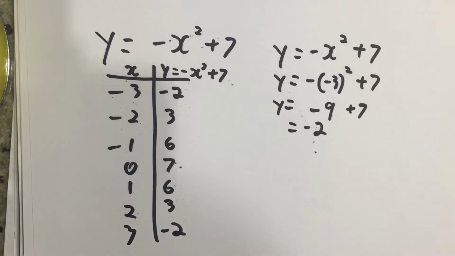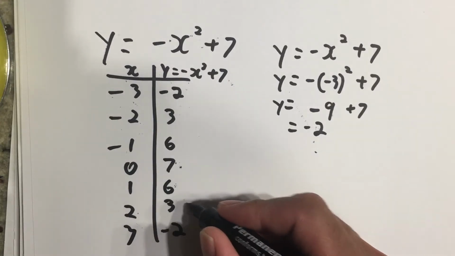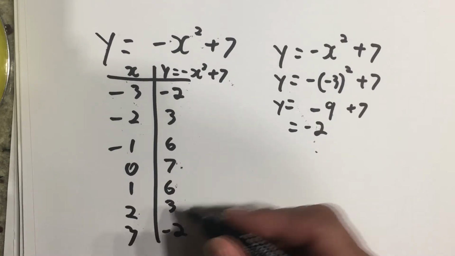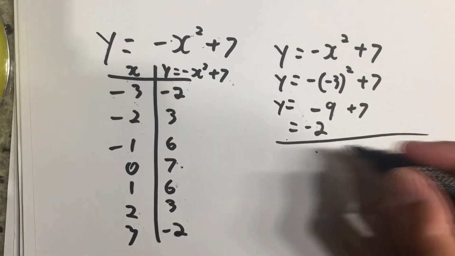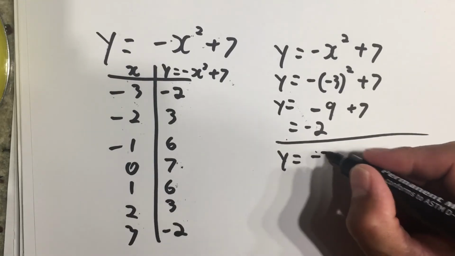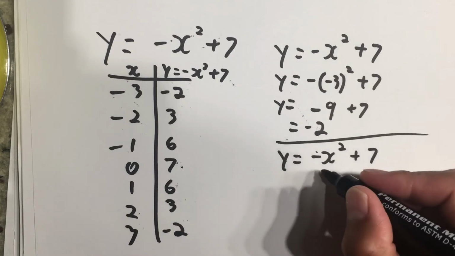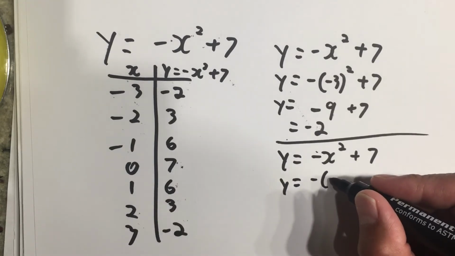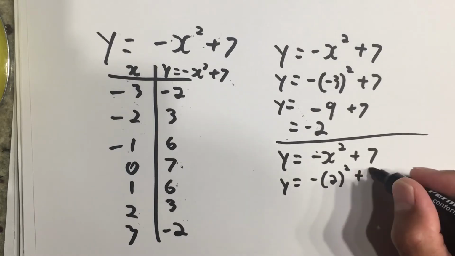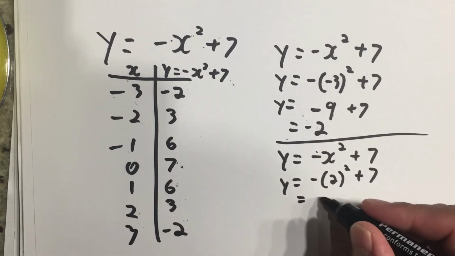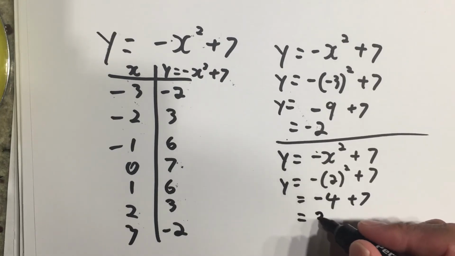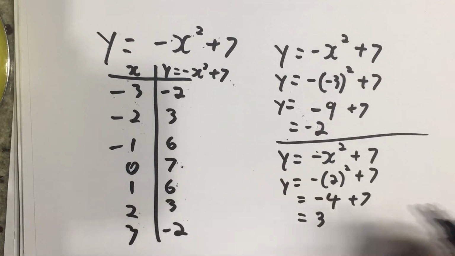And you can verify all of these for yourself. I'll pick one at random. Let's look at this one here. When x is equal to 2, y is equal to 3. Because y is equal to -x squared plus 7, and I'm saying when x is equal to 2, it is -2 squared plus 7. 2 squared is 4, so that's -4 plus 7, making it +3 as required here.